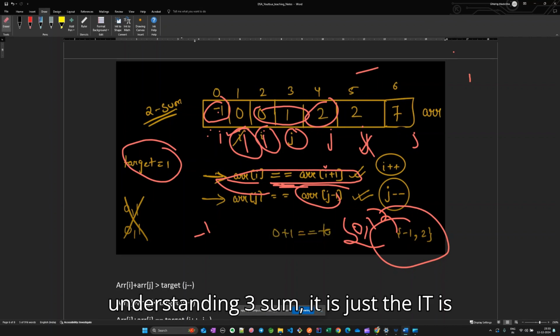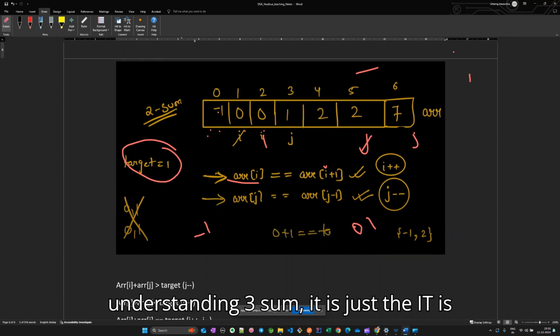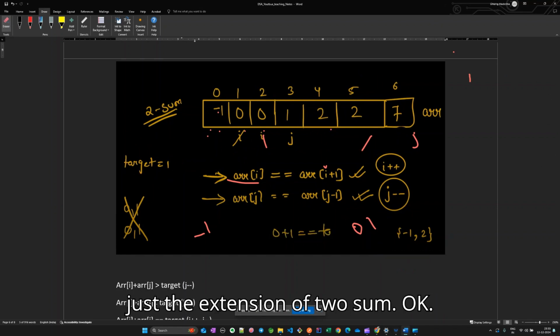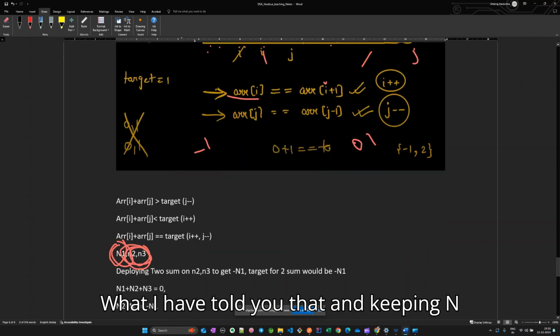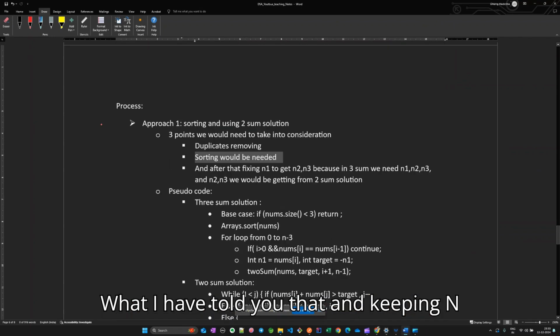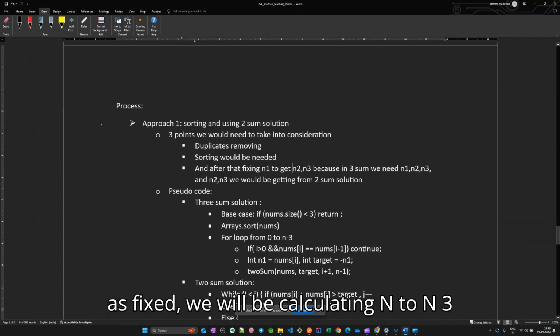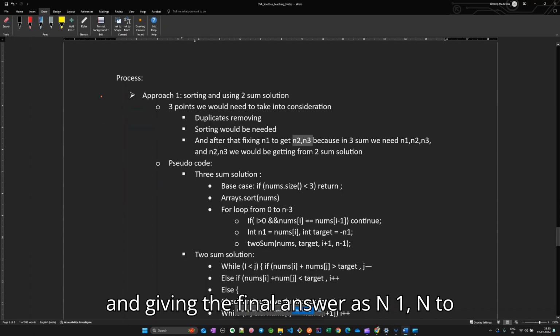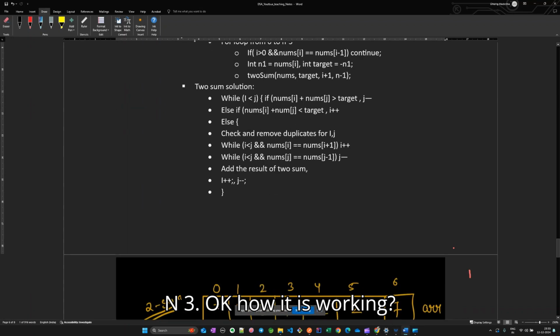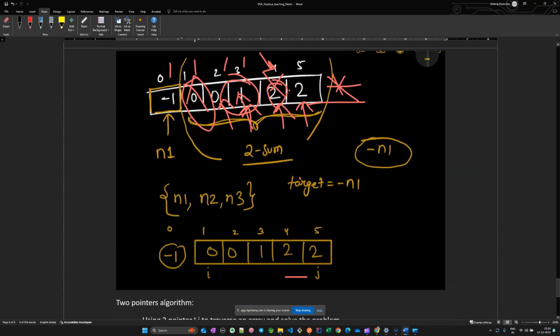Now for understanding three sum, it is just the extension of two sum. What I have told you is that keeping n1 as fixed, we will be calculating n2 and n3, and giving the final answer as n1, n2, n3. Okay, how is it working? See here.